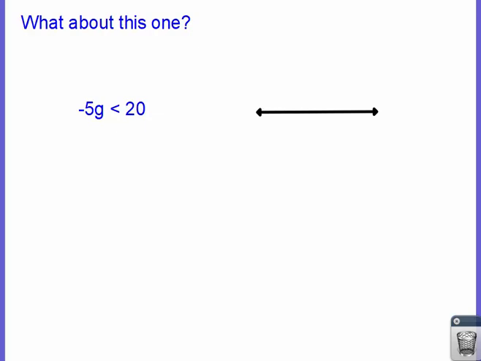So we have a multiply by negative 5. So what do we do? We divide by negative 5. That's correct. And if I do that to one side, I must do that to the other. And you end up with g is less than negative 4. Okay, now I told you to do a check statement. Make sure that we do a check statement.